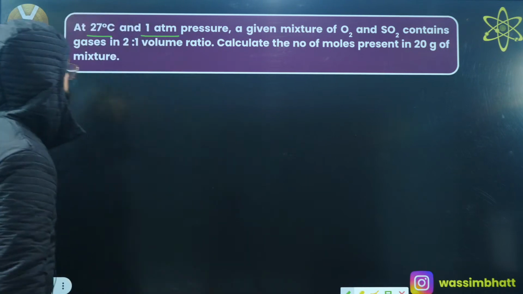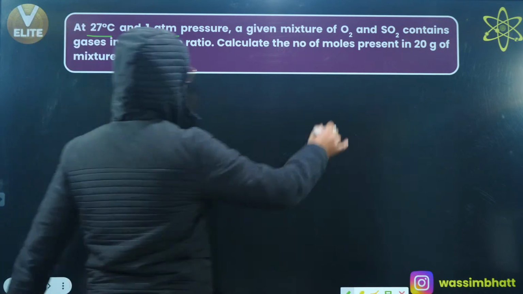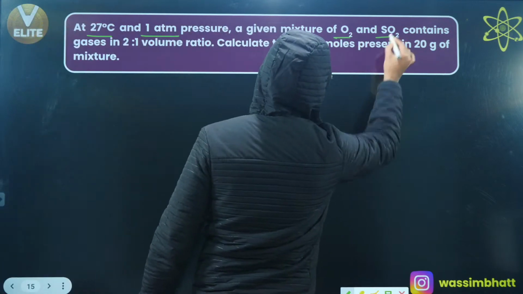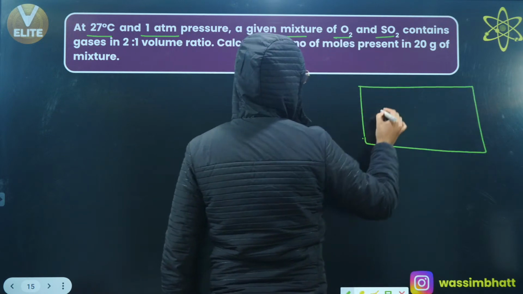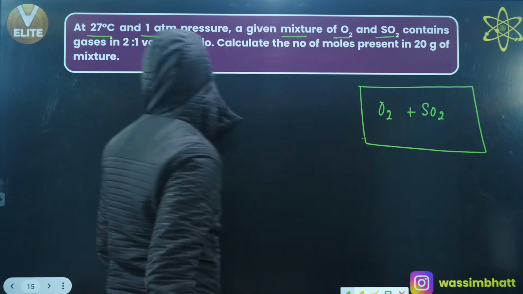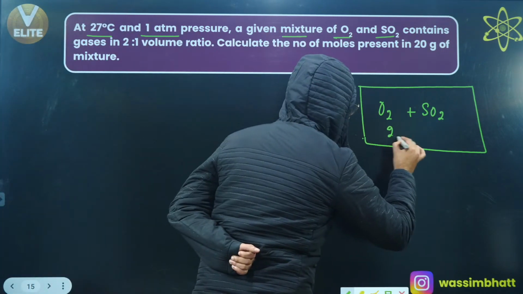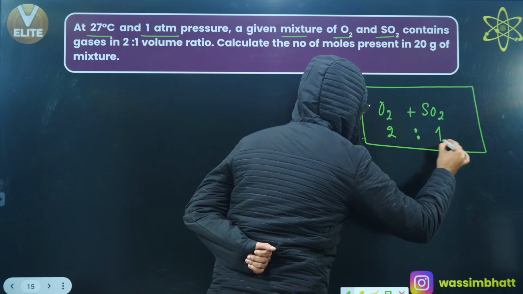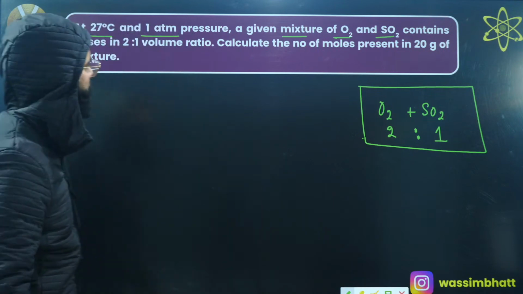Now have a look. At 27 degrees centigrade and 1 atm pressure, a given mixture of O2 and SO2. So basically I'm making a container over here, and in this container you have got O2 gas and SO2 gas, correct? It contains gases in a 2:1 volume ratio. The volume ratio of these gases is given to us as 2:1.